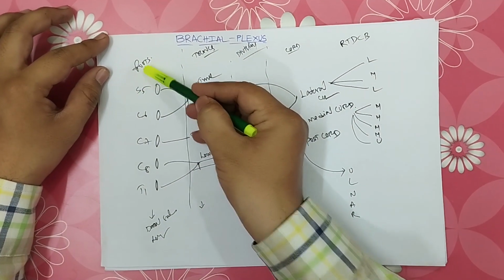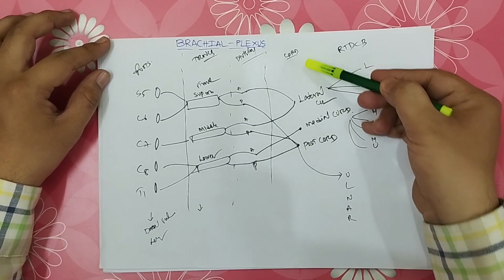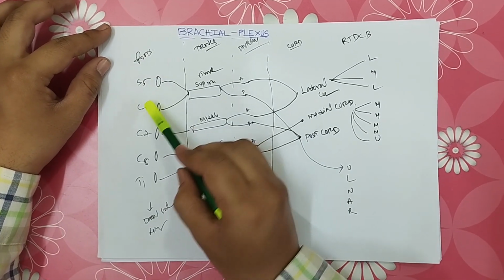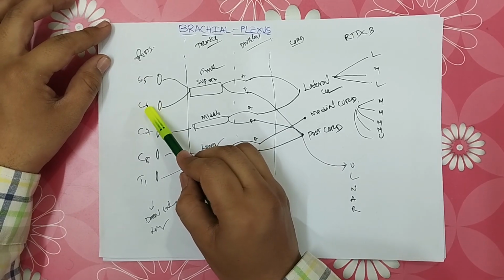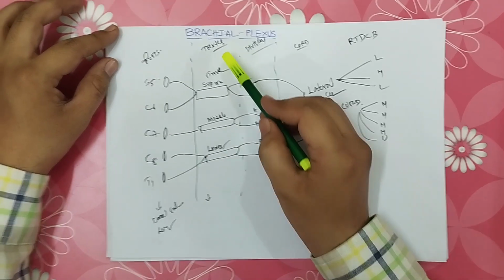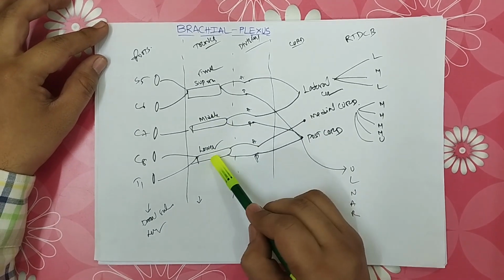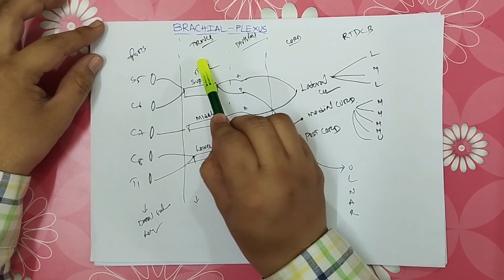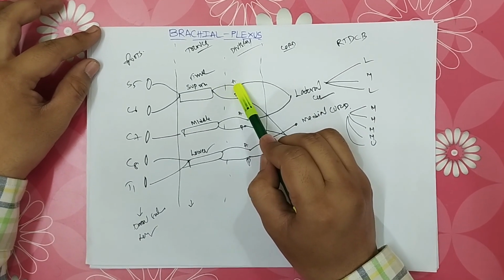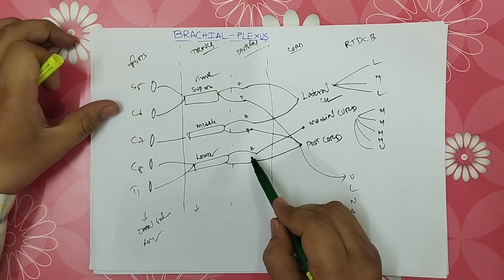See, these are the roots, these are the trunks, divisions, cords, branches. Now see, roots. How is the root formed? Root is formed by C5, C6, C7, C8 and T1. Now the next is trunks, that is the superior or upper trunk, middle trunk, lower trunk. Now come the divisions: each trunk gives rise to two divisions, anterior division and posterior division.